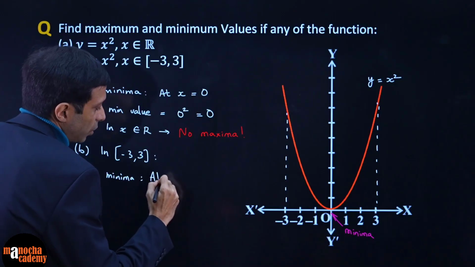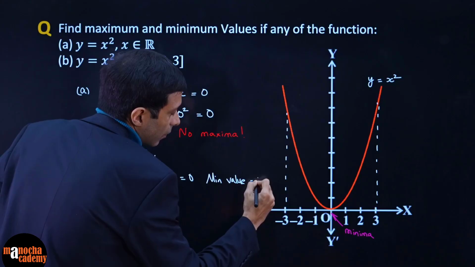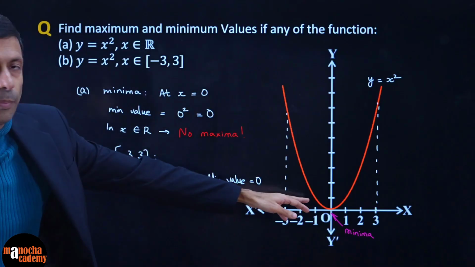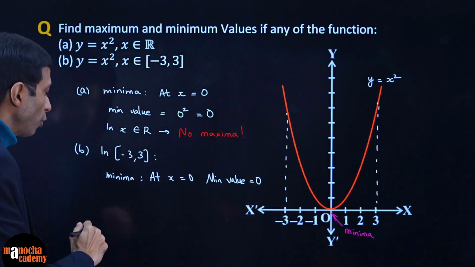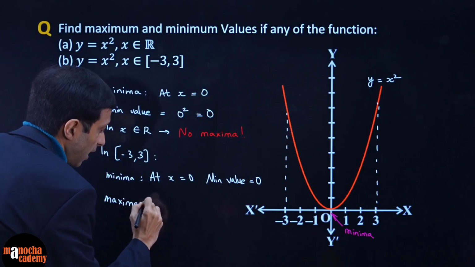Minima is at x equal to 0 and the minimum value is 0. 0 square, that is pretty clear, same thing, right? Now you guys tell me what will be the maxima. So maxima, where does it happen?